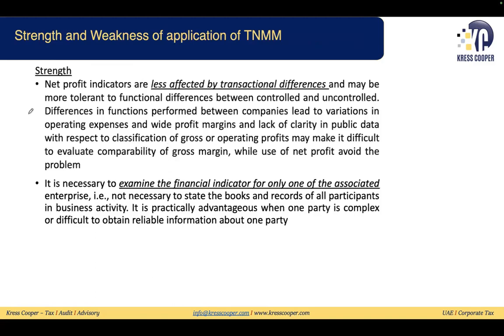The strengths of this method are basically expense classification. It doesn't matter whether you classify direct expenses or indirect expenses; at the end, we need to take the net profit. So it doesn't matter how you classify the expenses. In the same way, you examine the financial indicator of only one of the associated enterprises. One enterprise's comparable uncontrolled transaction is sufficient to check whether your price is arm's length or non-arm's length.